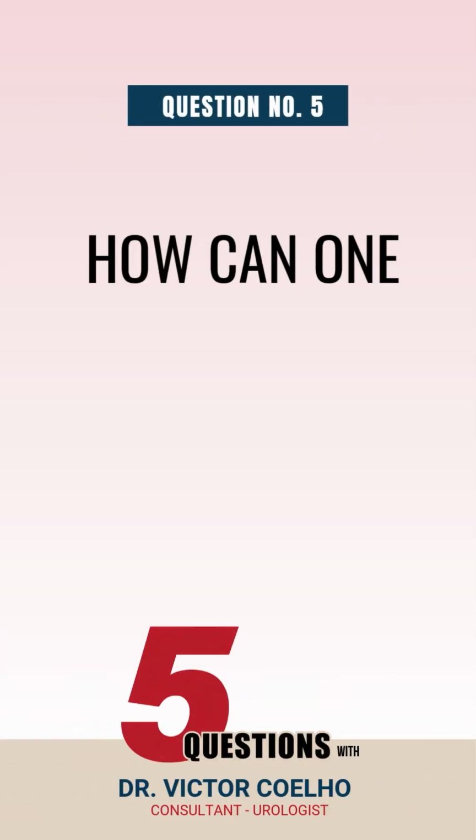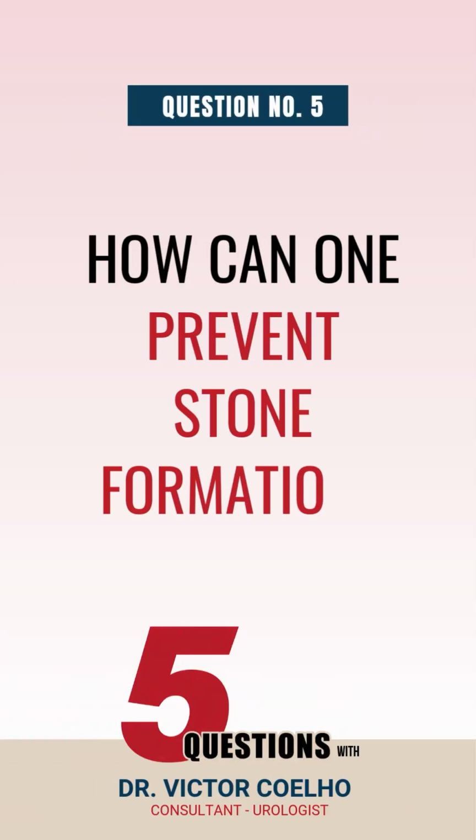For smaller stones, nowadays we do something called the RIRS procedure, which is using a flexible scope to go up to the kidney and fragment the stones. Other modalities of treatment include lithotripsy, which can also be provided to the patients. How can one prevent stone formation?